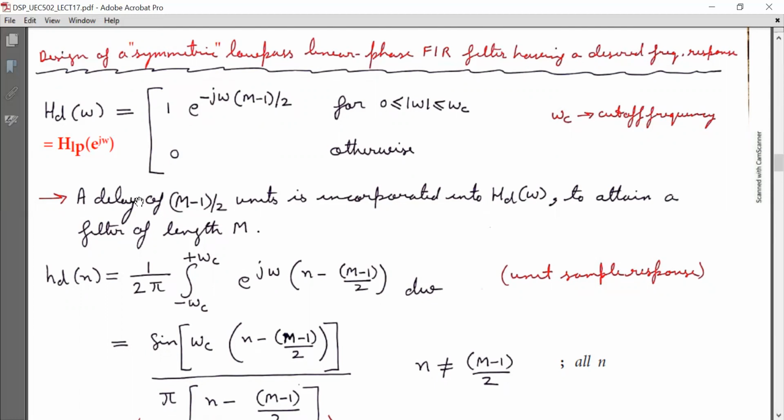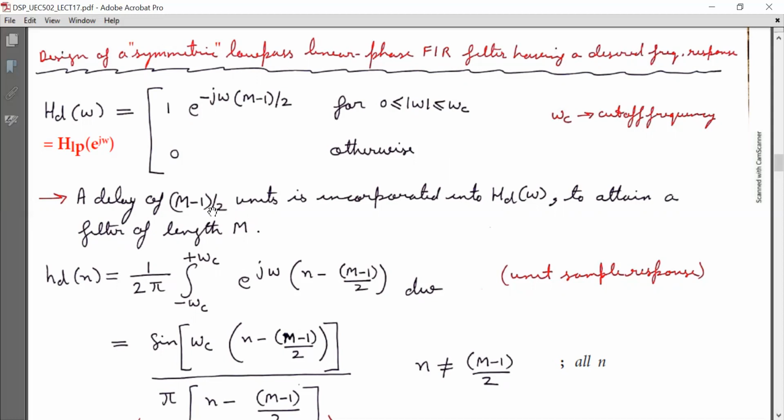We need to shift the samples of h_D(n) first. For that, a delay of (M-1)/2 units is incorporated into H_D(ω) to attain a filter of length M. That is, h_D(n) needs to be shifted by a delay of (M-1)/2, which will be reflected in phase in the frequency domain. So H_D(ω) is equal to 1 · e^(-jω(M-1)/2) for ω in the range 0 to ω_c. That ω_c is the cutoff frequency of the low pass filter.